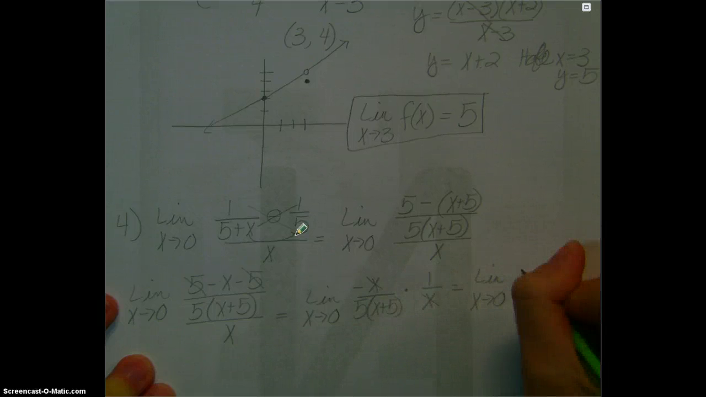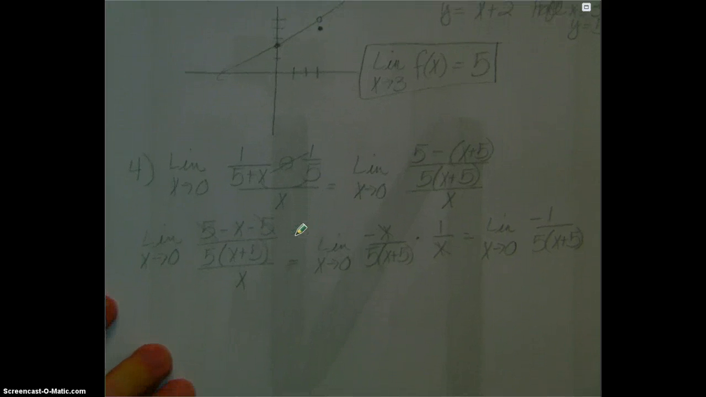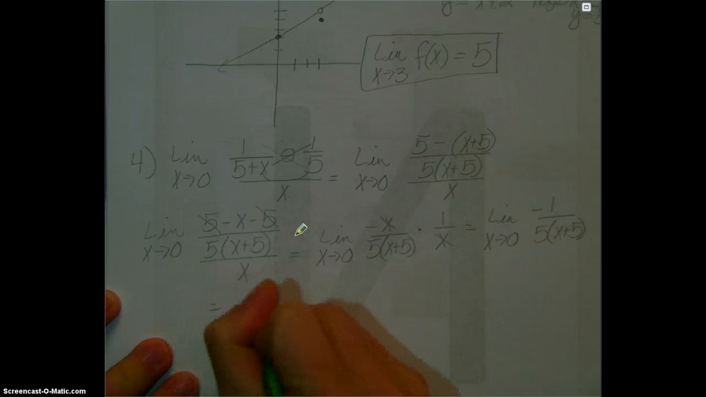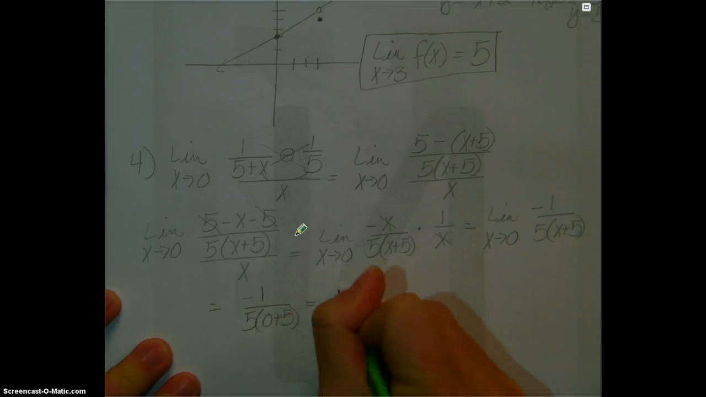Alright, so on the top all I have left is -1, and on the bottom I'm just left with 5 times x plus 5, which again you multiply out if you want to. Alright, now I can use direct substitution, so that's going to equal -1 over 5 times 0 plus 5, which gives me -1 over 25.